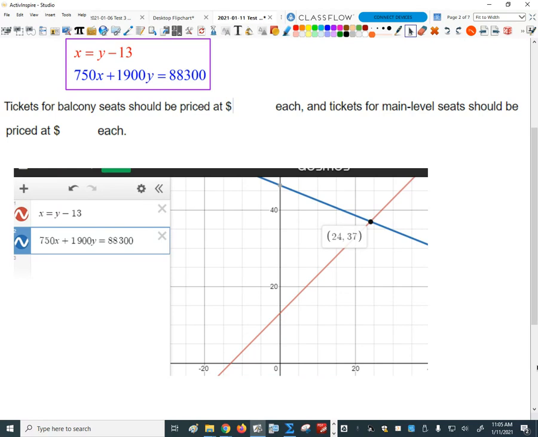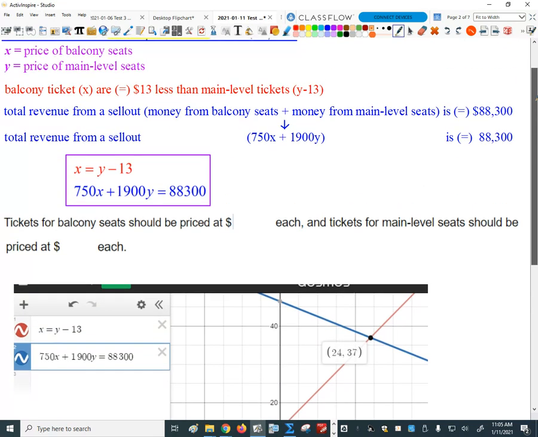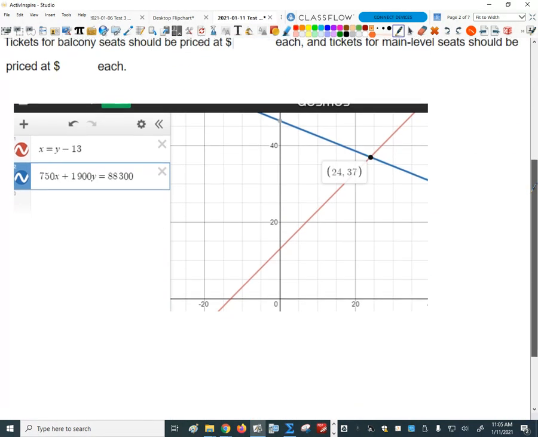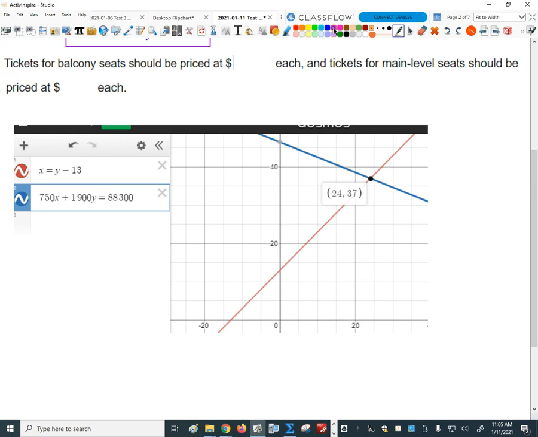So, what do you think here, Chavino? What's the price of the balcony seats then, based on that solution? 24. Yeah, very good. $24. Good. Because we defined, remember, we said X is the price of the balcony seats, right? So there's my X coordinate is 24. And then I bet you're going to tell me that the price of the regular or the main level seats is 37, and you're correct.